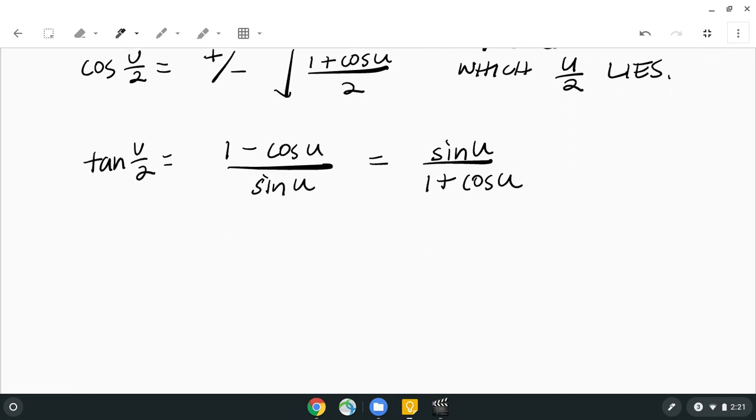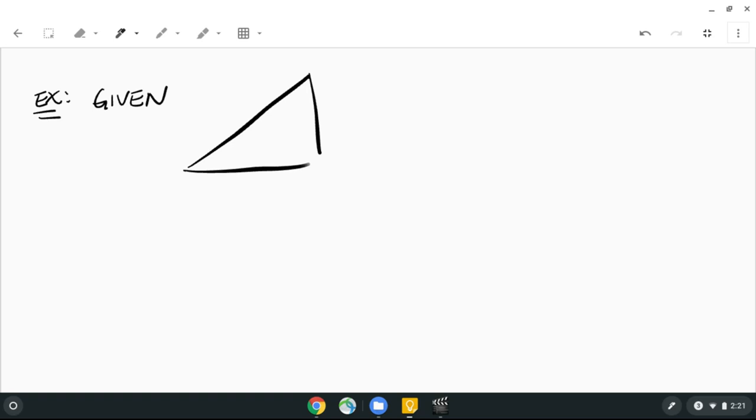All right, so let's take a look. Let's just do some basic right triangle trig. We're not even in a quadrant or anything. So suppose you're given this right triangle. There's our right triangle, and suppose this is our angle that we're talking about. Let's just do a basic 3, 4, 5 triangle for simplicity.